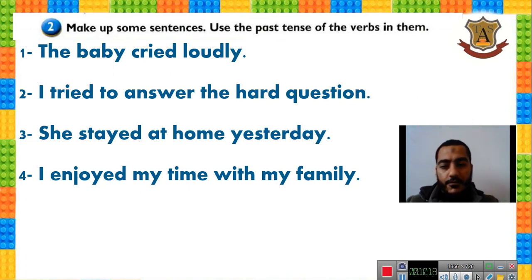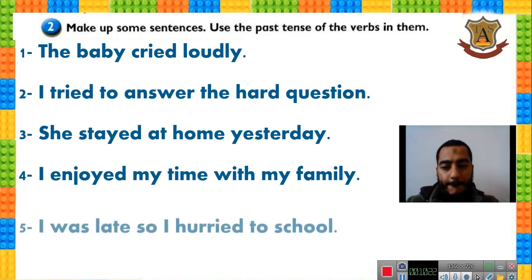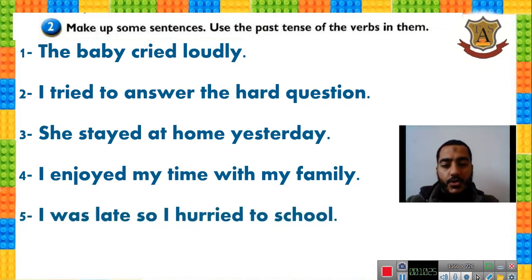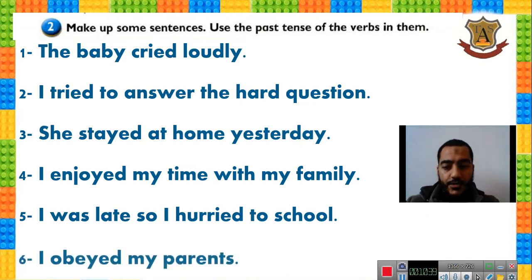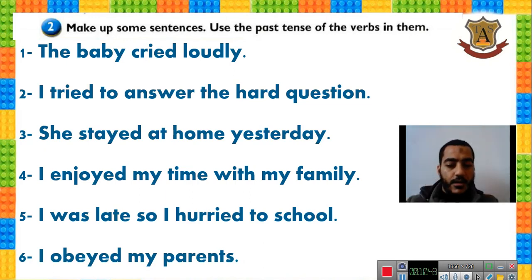Okay, number 5, which verb? I was late, so I hurried to school. Hurried, the past of hurry. The last one, obey. Obey, the past of obey, obeyed. I obeyed my parents. Okay, that's it.